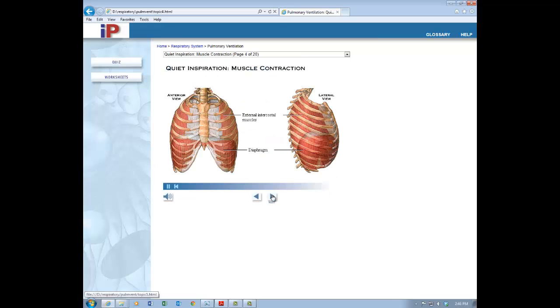The volume of the thoracic cavity is changed by muscle contraction and relaxation. Take a few seconds to notice the movements of your chest during your own quiet breathing.